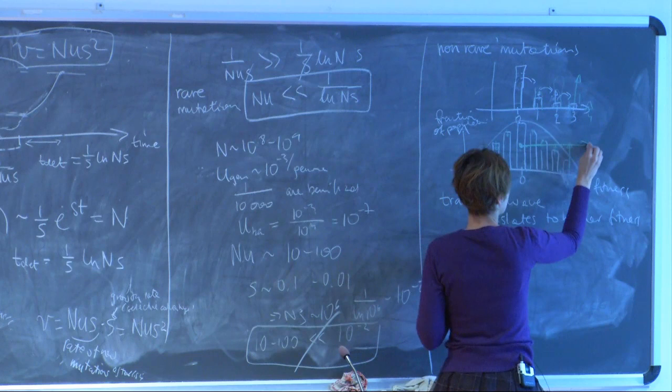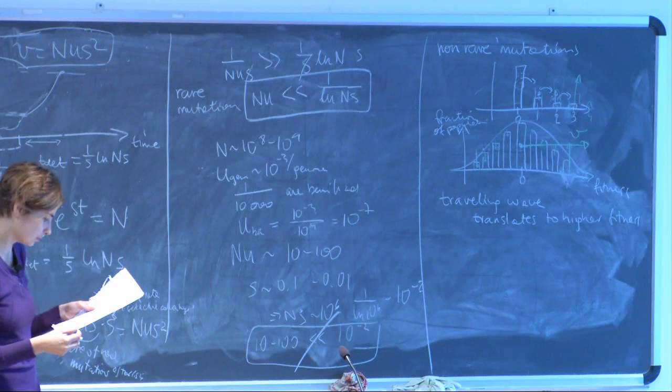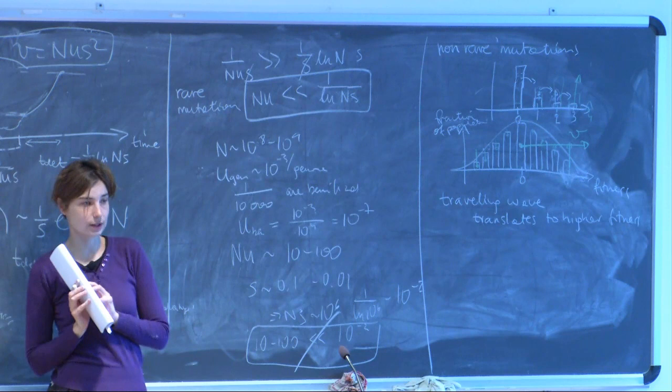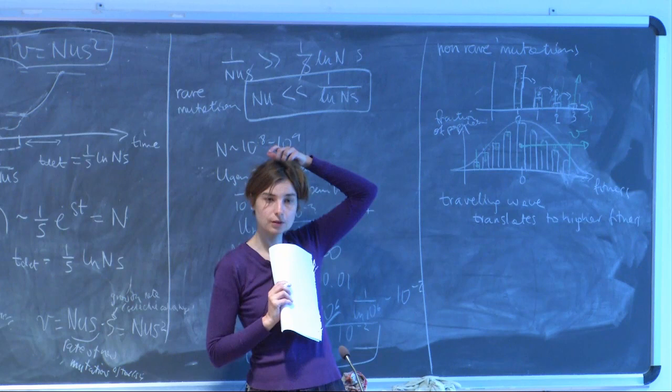And this is what we can now calculate: the speed with which the wave moves. So maybe one control question: what happens if the population size increases? What happens to this wave, to the Gaussian?